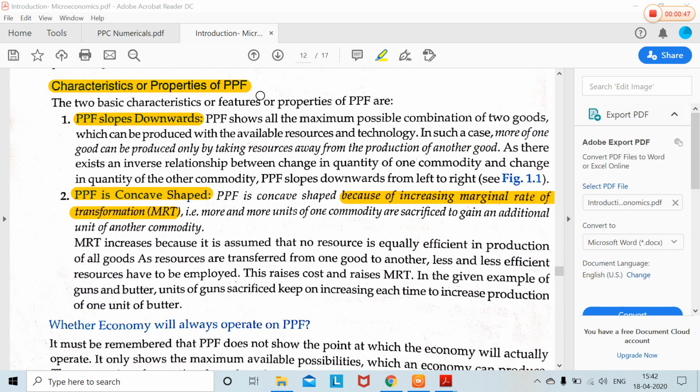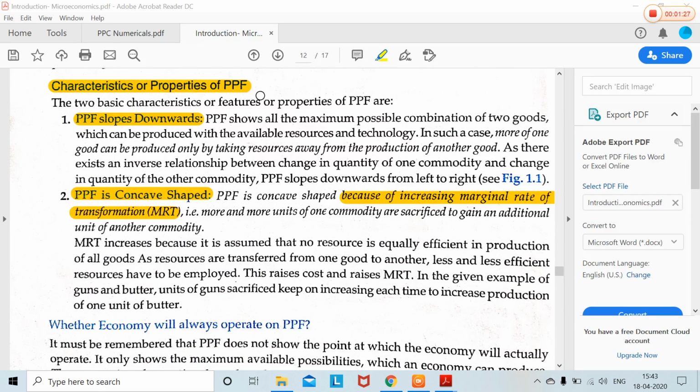Any curve would slope downward whenever there is an inverse relationship between the two variables you take on the x-axis and y-axis. That is, if one increases, the other falls, or if one falls, the other increases. And we discussed an example also in the last class. Whenever there is such a negative relation, an inverse relation is also known as a negative relation, between any two variables, if you plot the numbers, you will always find a downward sloping line.